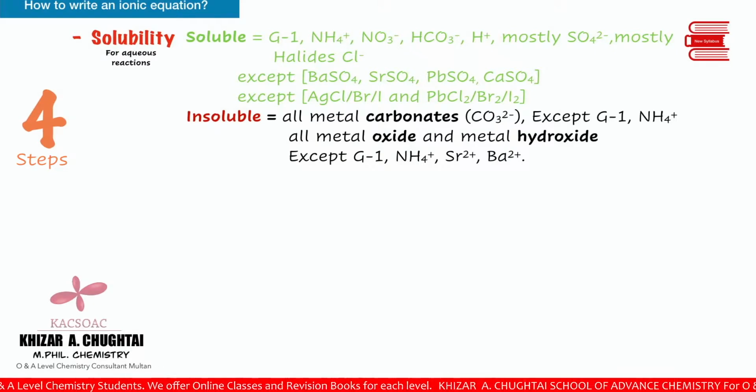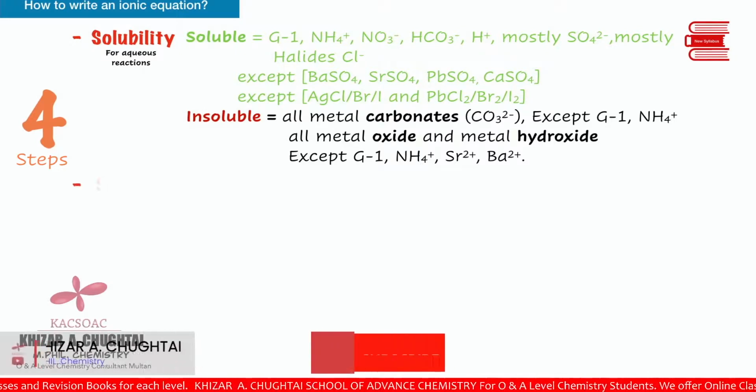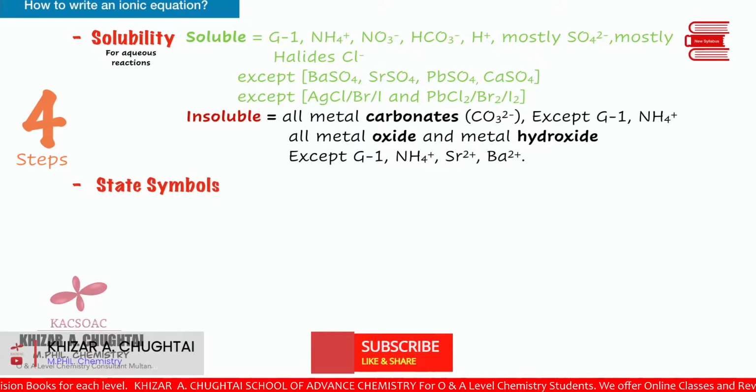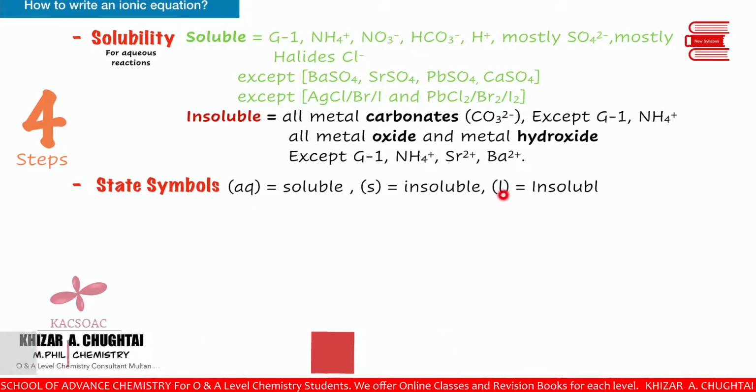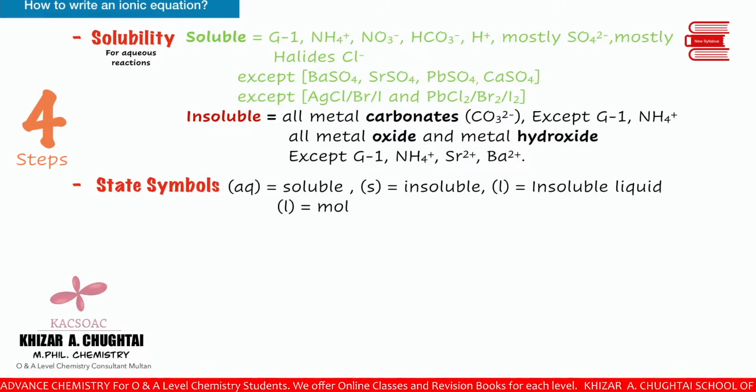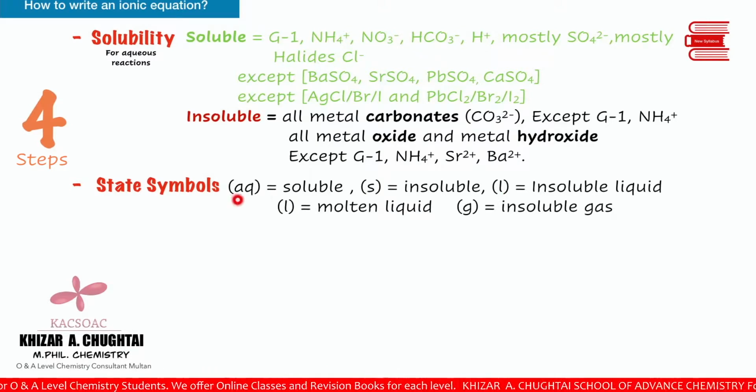So this is the list of which compounds are soluble and which are not, and you have to remember it before making an ionic equation. The next step is state symbols. We write the state symbols: aq for aqueous, s for solid, l for liquid, and g for gas. There are mainly four state symbols: aqueous, solid, liquid, gas.